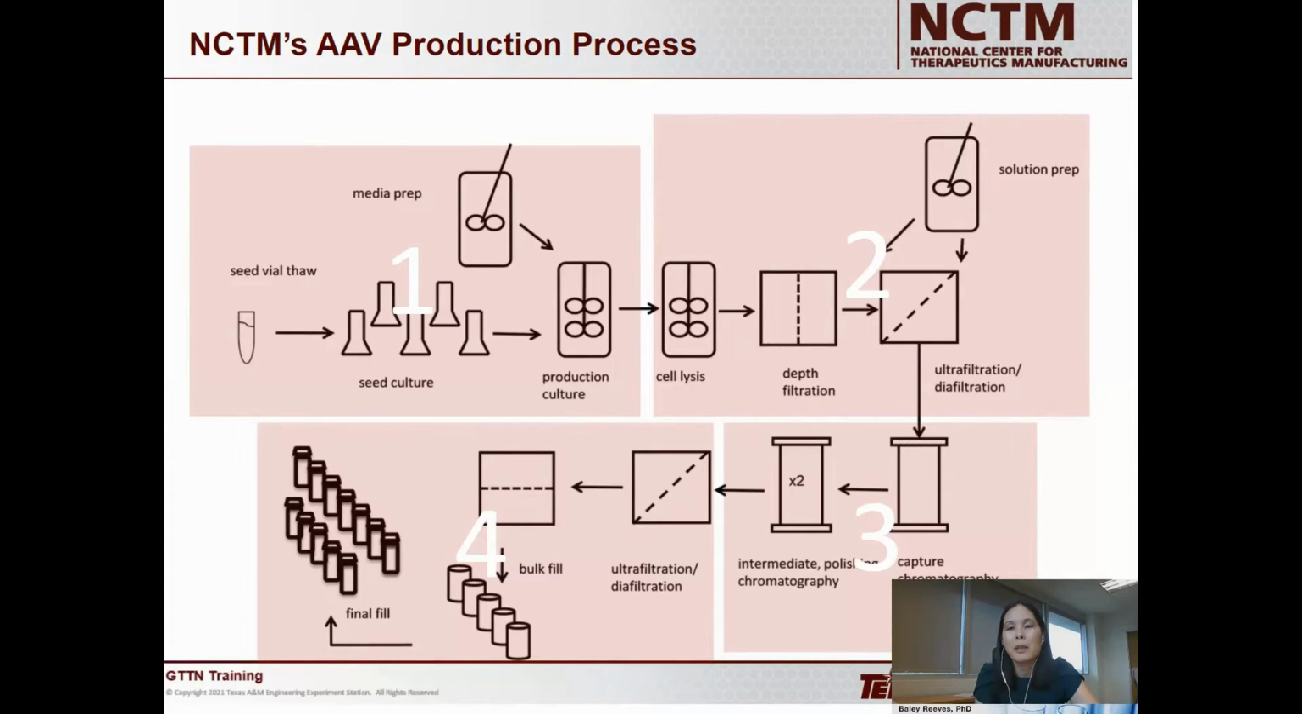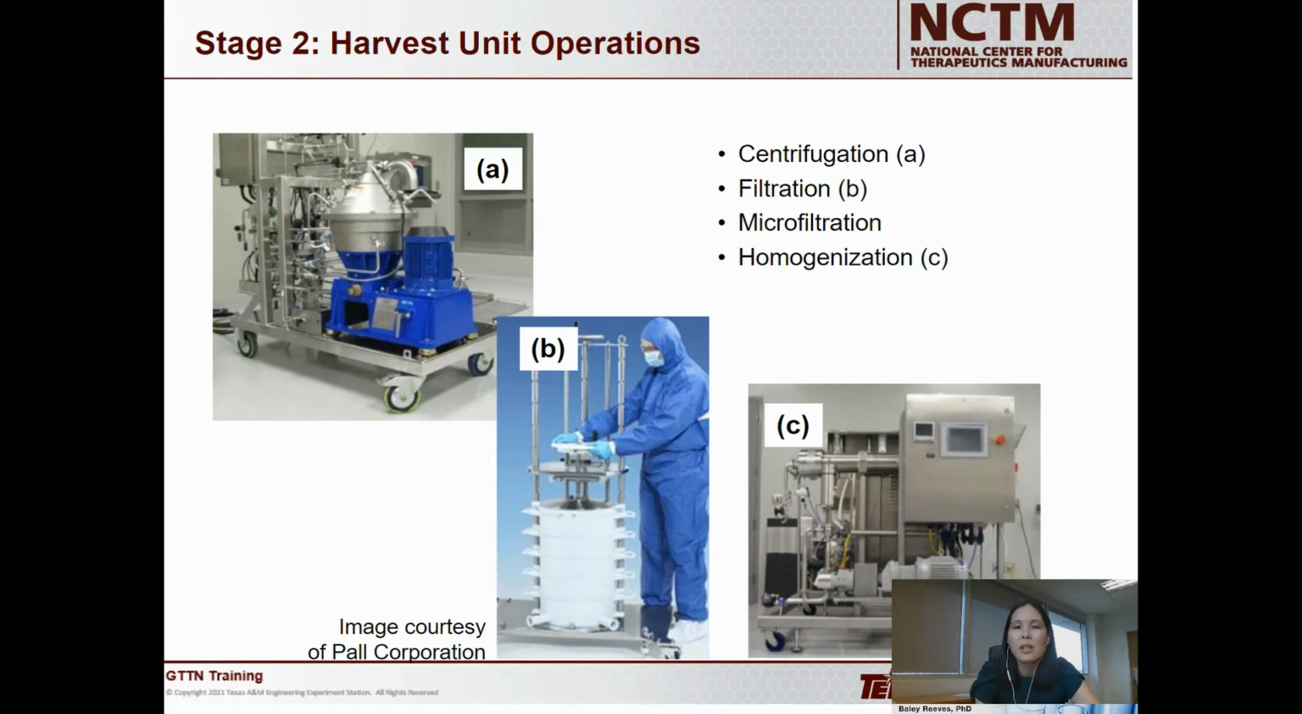After that lysis step is completed, we send our material over a depth filter in order to separate out all of the broken up cells from the media, which contains our AAV particles. You can use a number of different unit operations in order to achieve this lysis and subsequent clarification step. For clarification, you can use a depth filter like what's shown in B here. You can also use centrifugation. What's shown in figure A is a disc stack centrifuge, which can also be used to separate out the solid cell debris from the liquid that contains your viral vectors.